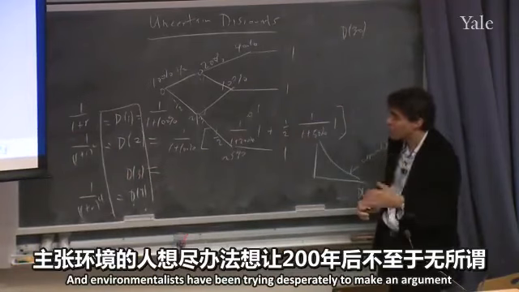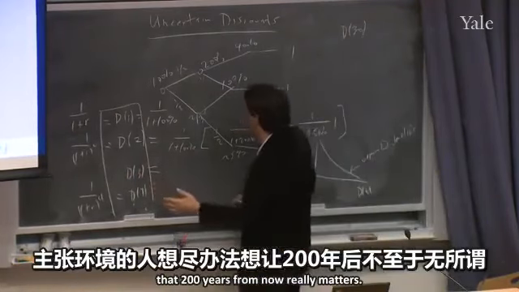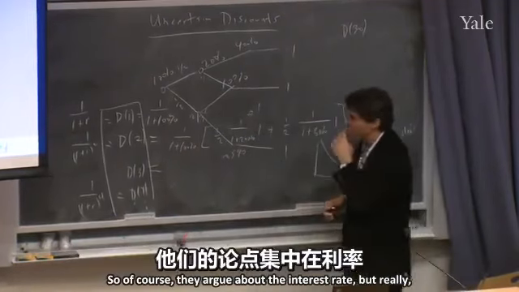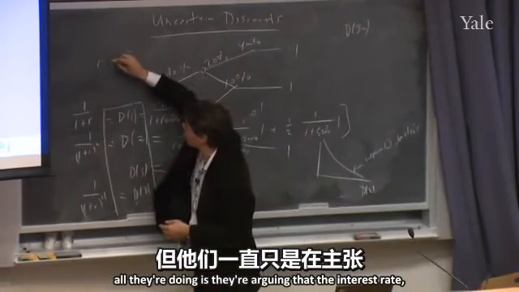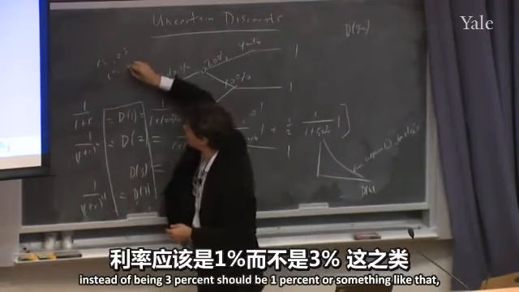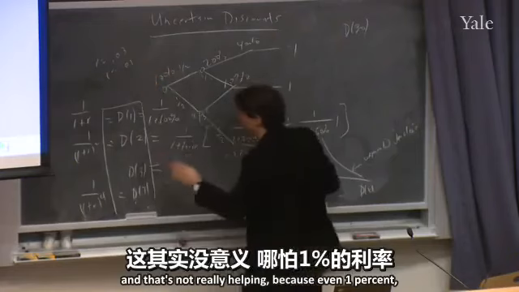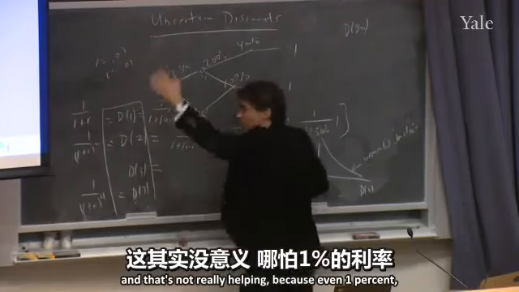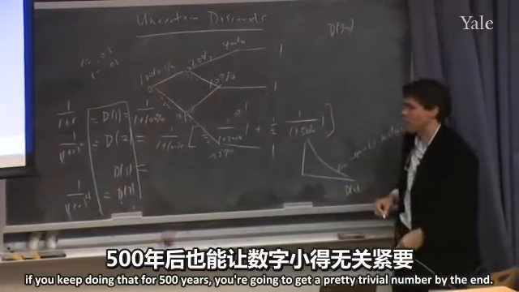And environmentalists have been trying desperately to make an argument that 200 years from now really matters. And so, of course, they argue about the interest rate, but really all they're doing is arguing that the interest rate, instead of being 3%, should be 1% or something like that. And that's not really helping, because even at 1%, if you keep doing that for 500 years, you're going to get a pretty trivial number by the end.